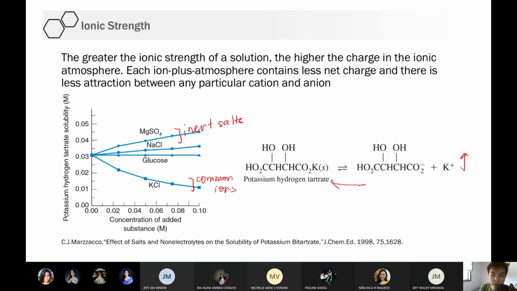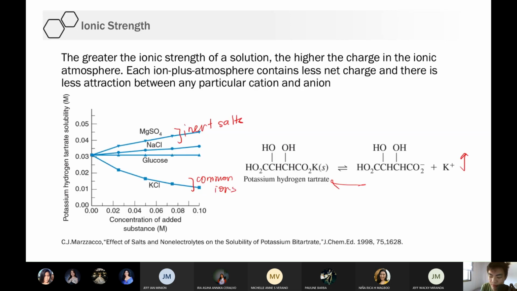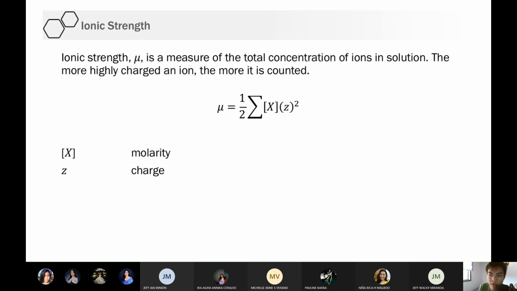So how do we measure the ionic strength of the solution? This is important later on. To measure the ionic strength of the solution, that is the strength of our diverse ions, we use the formula mu is equal to 1/2 of the sum of the product of the charge squared and the molarity.